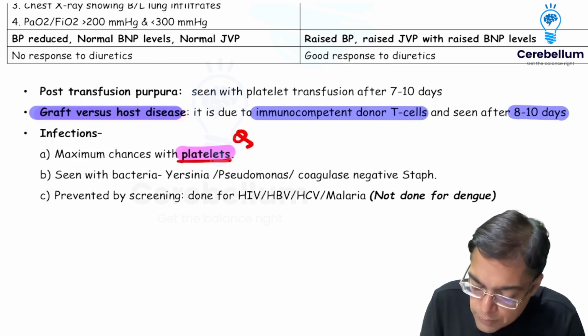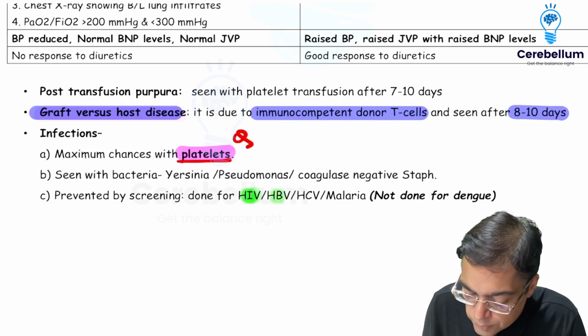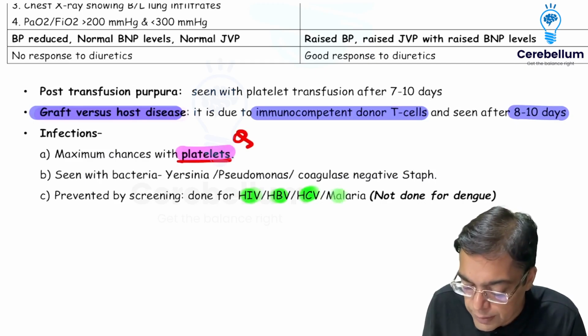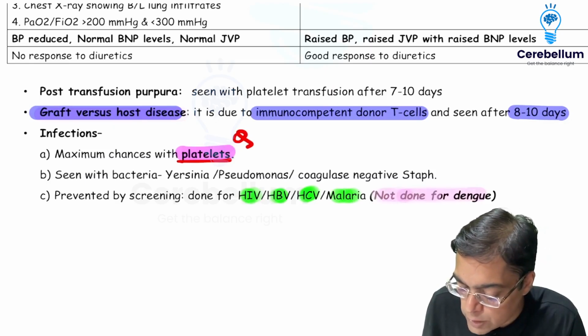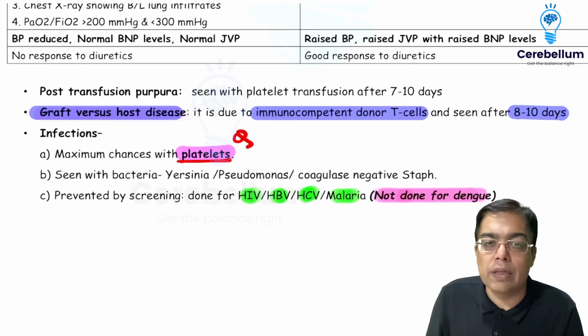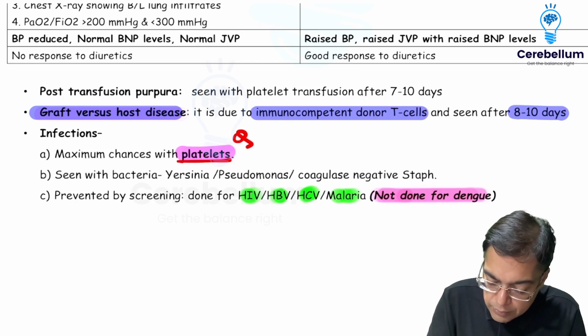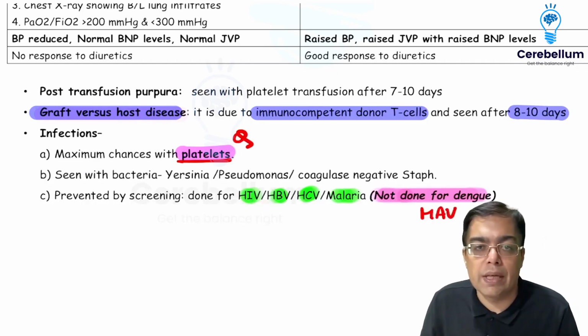Therefore, what is important for us is practically screening of the blood, and screening is being done for HIV, hepatitis B, hepatitis C, and malaria. But as you may be familiar, friends, it is not being done for something like dengue. We don't do any kind of a screening. No screening is being done for hepatitis A as well.